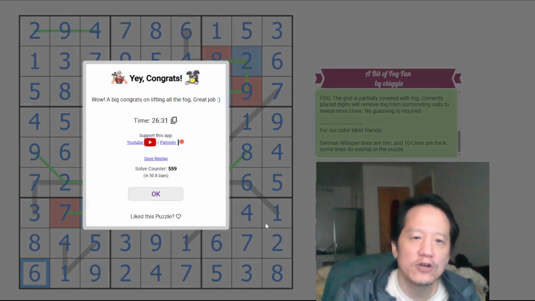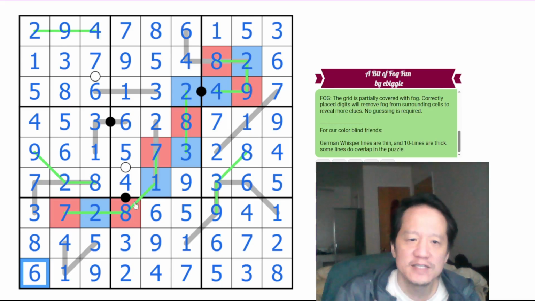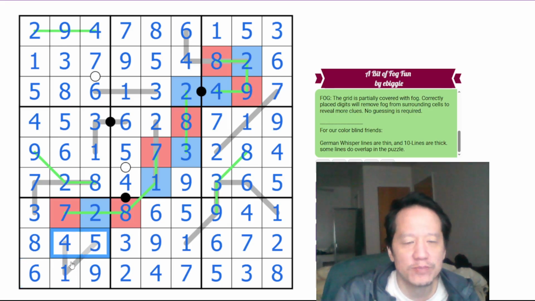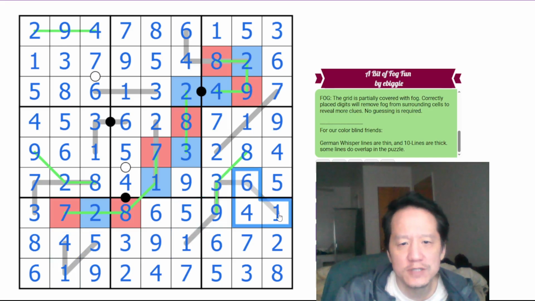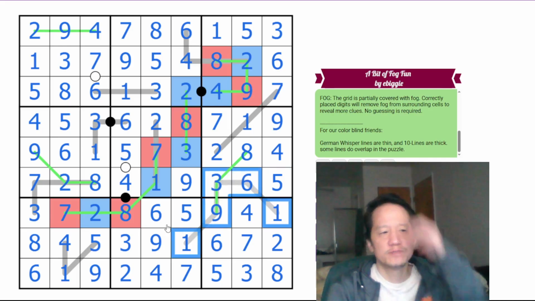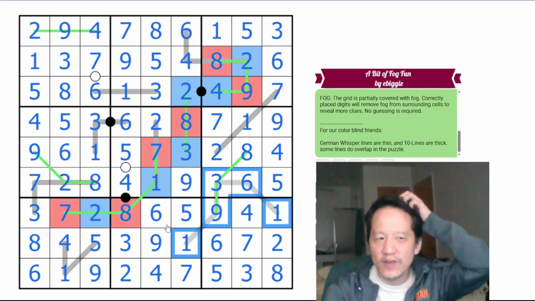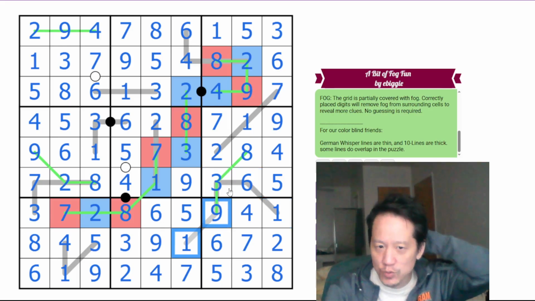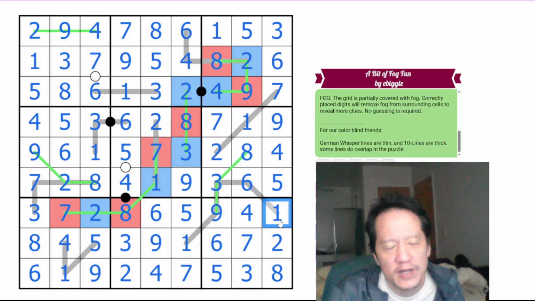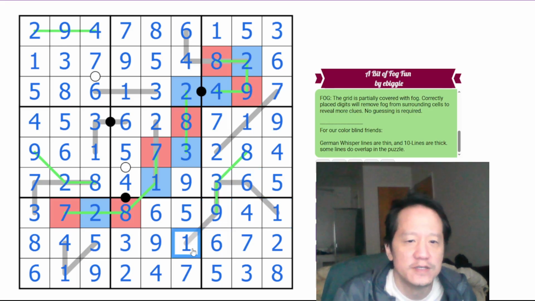Wow, a big congrats on lifting all the fog. Great job. Nice setting, though. It's a nice, approachable puzzle with 10 lines, which is not very common, so that's why I chose this puzzle, to get you sort of acclimated to how 10 lines work here. And this was a very easy rendition of that.